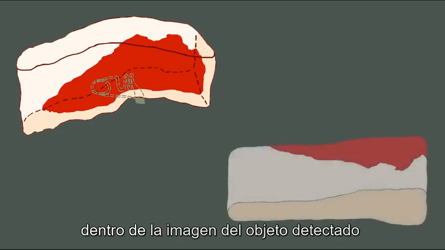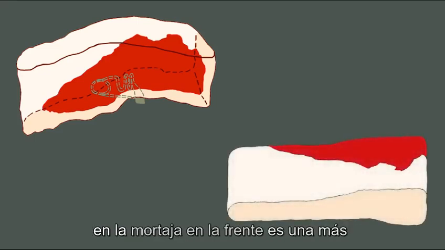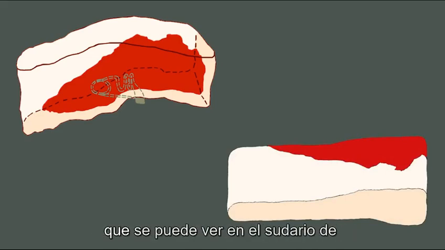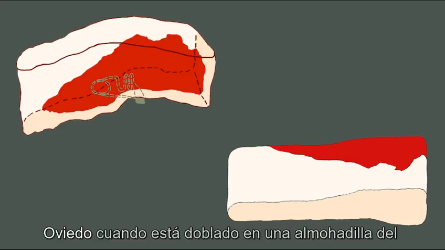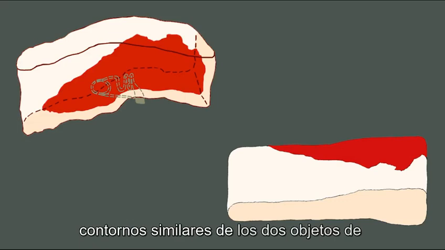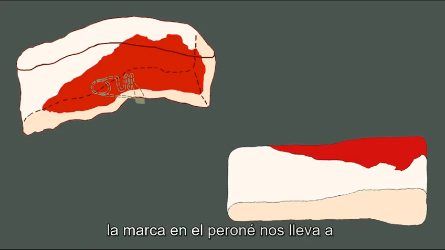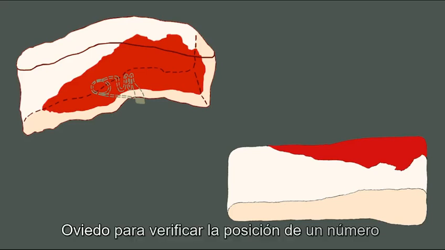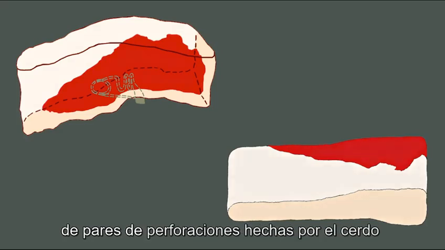Inside the image of the object detected on the shroud on the forehead is a more densely coloured area that is very similar in shape and size to the mark that can be seen on the Sudarium of Oviedo when it is folded into a pad. The similar contours of the 2 objects, of the mark and the fibula, lead us to believe that they belong to the same object. It would be useful to carry out a direct examination of the Sudarium of Oviedo to verify the position and number of pairs of perforations made by the fibula pin.